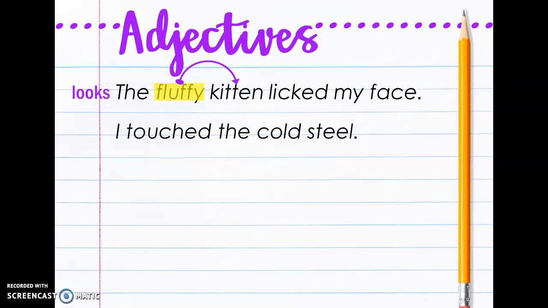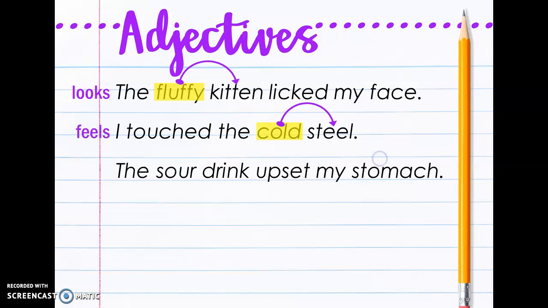I touched the cold steel. What's our adjective here? You are correct if you picked cold. And what is it describing? The steel. The sour drink upset my stomach. The drink is sour, and that is an adjective that is describing how the drink tastes.